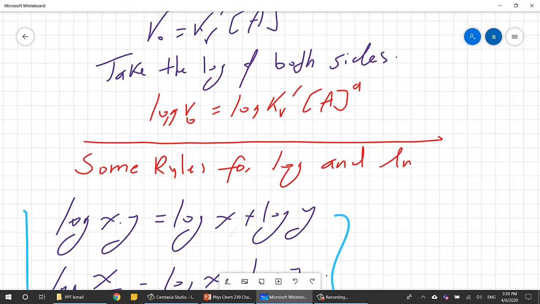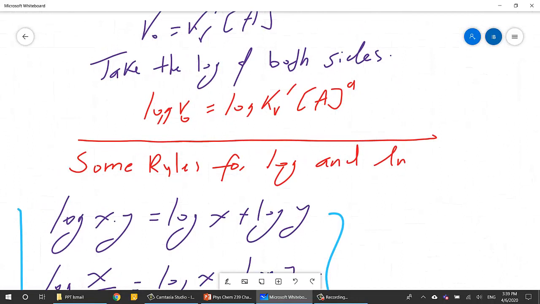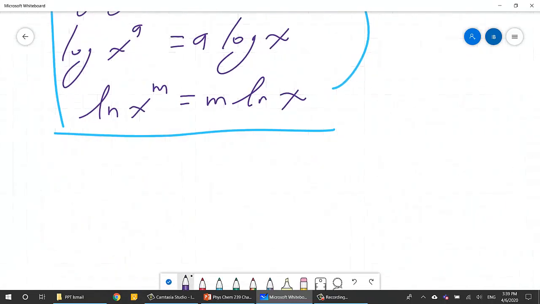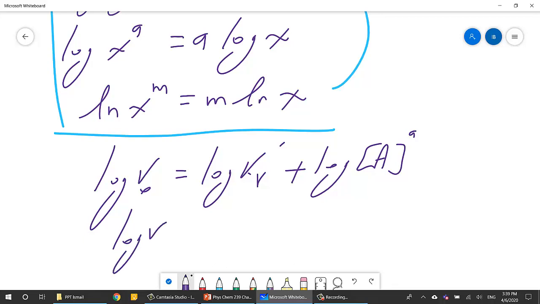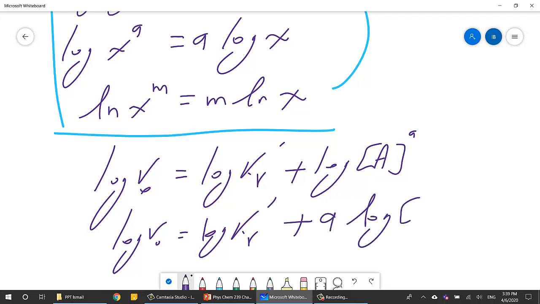Now let's go back to our equation here. It says log V naught equals log of Kr prime times A. So we have two things here that we need to separate, Kr prime and A. This becomes log V naught equals log Kr prime plus log of the concentration of A power a. I can apply the exponent rule to the last term, and this becomes log V naught equals log Kr prime plus a log concentration of A.